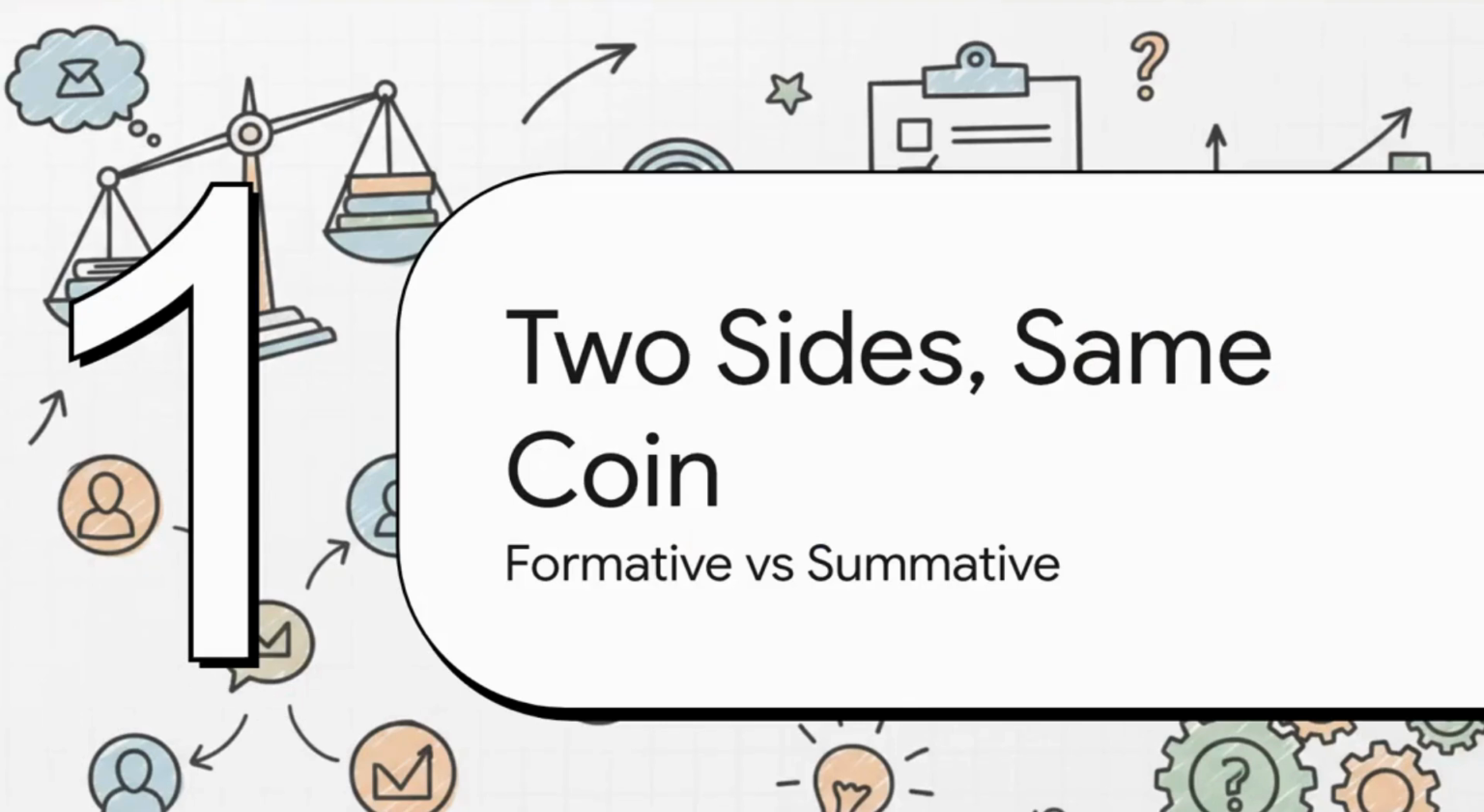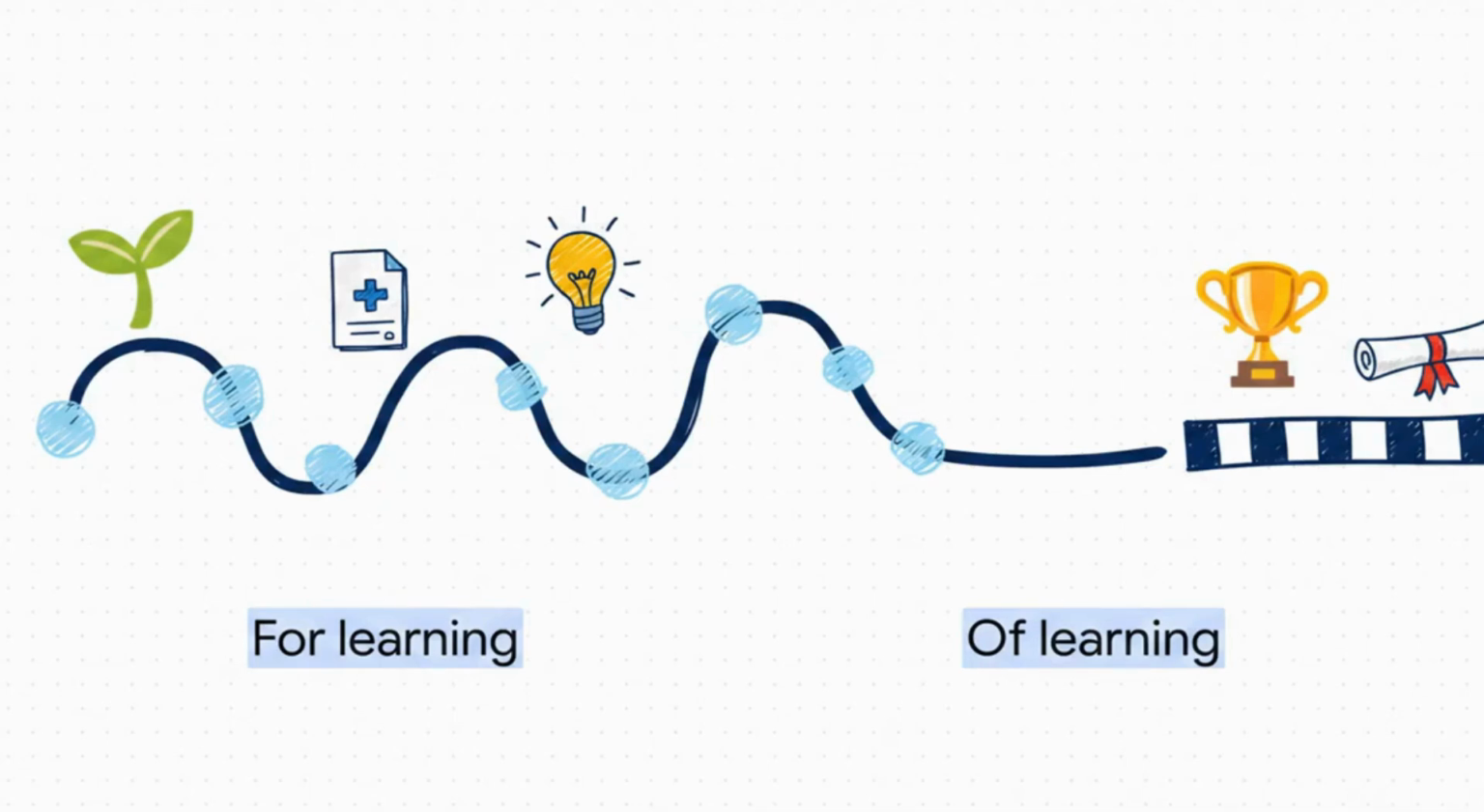Okay, for our third and final section, let's look at how all these principles play out in the 2 main types of assessment. It all boils down to one question about purpose. Are we assessing for learning or of learning? And here's the key difference. Formative assessment happens while you're still learning. Think of little quizzes or getting feedback on a first draft. The whole goal is to help you improve.